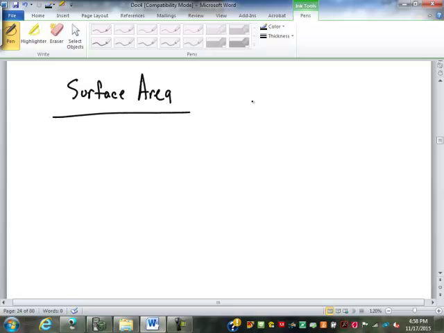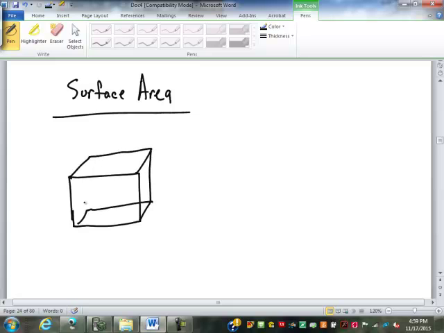Let's talk briefly about something called surface area. A surface area is the amount of area it takes to cover the surface of something. What's that? Surface area? Well, you'll learn something new. So let's go back to that box that we had.